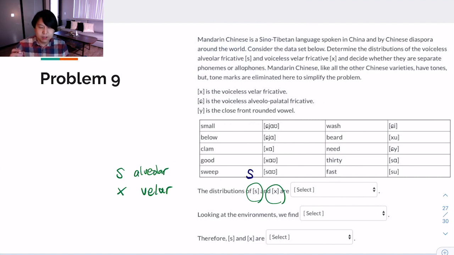Let's see which one has S, which one has the X sound. So here: sweep, 30, and fast. Sao, sa, and su. And for X, it exists in words like clam, ha, hao, and hu. There are 3 words containing the velar fricative sound: ha, hao, and hu. And 3 words containing S sounds: sao, sa, and su.